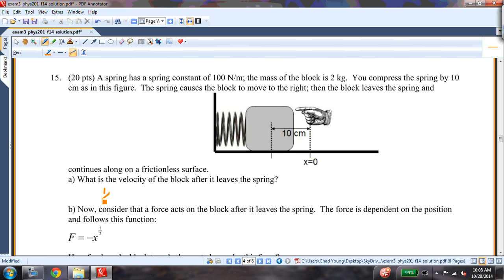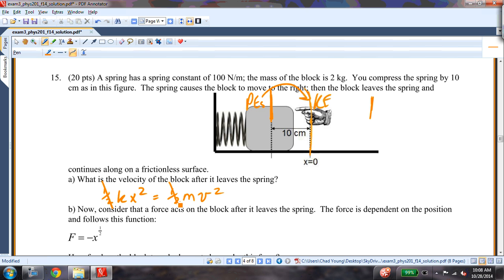Well, here we're just taking the potential energy, 1/2 kx squared, and setting that equal to the kinetic energy. So over here it has a certain potential energy. And then after it leaves the spring, actually right here, when it leaves the spring, it will only have kinetic energy. So all this potential energy is converted into kinetic energy. And then from this, I can solve for V.